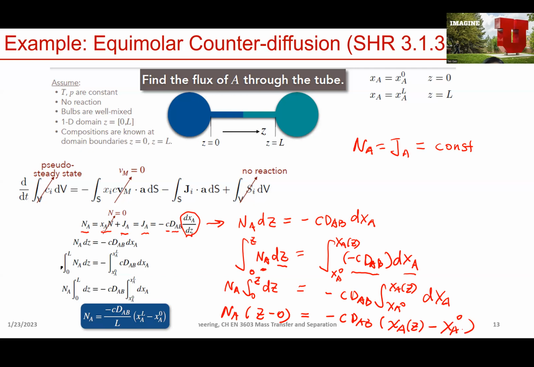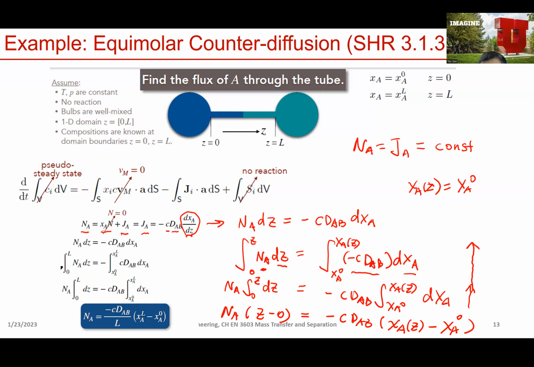Okay. So we have to further simplify this a little bit, right? Let's do it here. Now we just need to rearrange this equation, right? In this equation, XAZ is unknown, Z is the location. We just need to modify it a little bit. XAZ equals XA0.